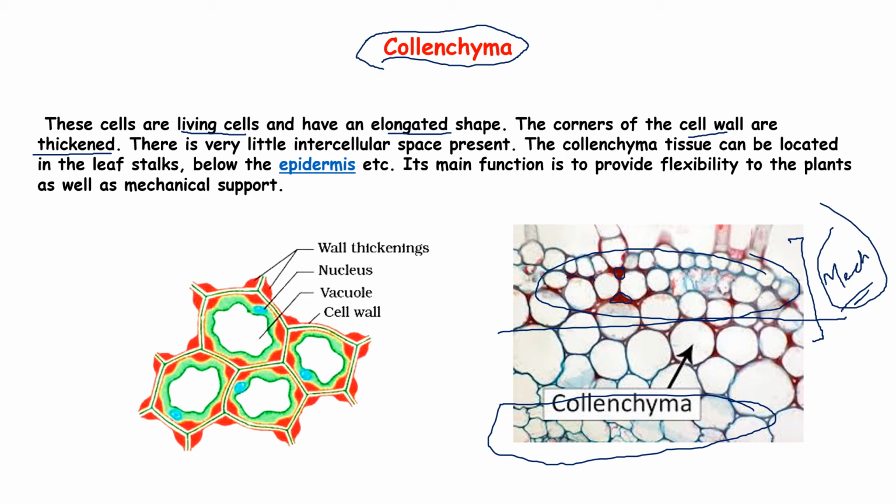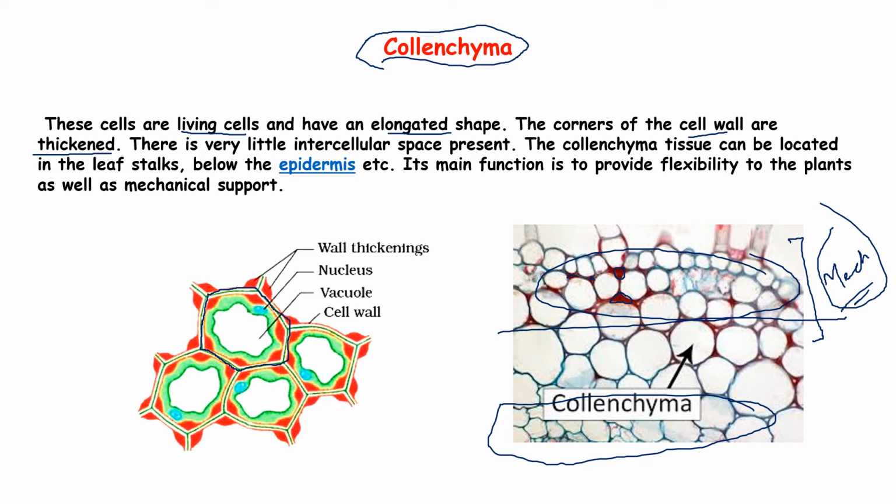They provide mechanical support. They will be present in leaf stalks, and they may also be present just below the epidermis in stem or in other plant parts, providing mechanical support. And here you can see this cell wall in the case of the collenchyma cells.